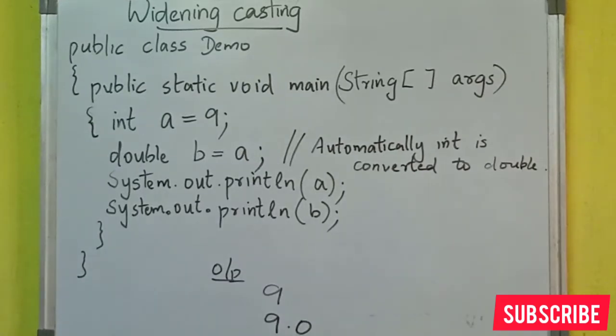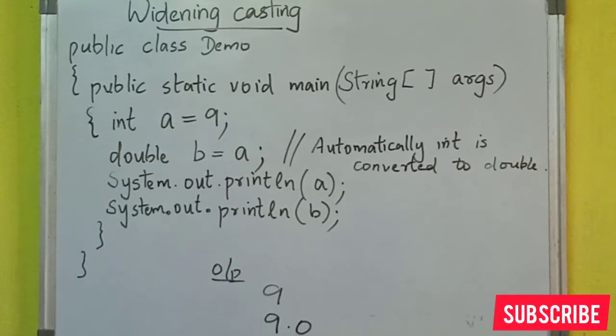Then we use another variable b, which is of the data type double, and assign the variable a to the variable b. Here we can see that the variable a, which is declared as integer data type, is assigned to the variable b, which is declared as the double data type. So here the variable a, which is an integer, is automatically converted to the variable b, which is a double data type. So here automatic conversion from integer to double data type occurred.